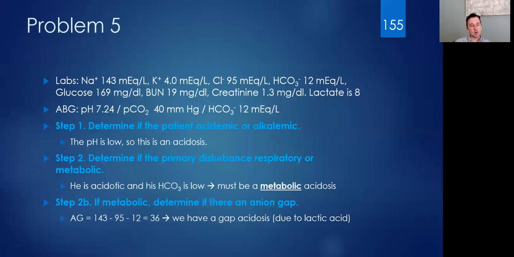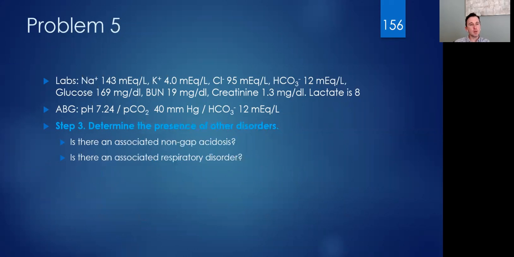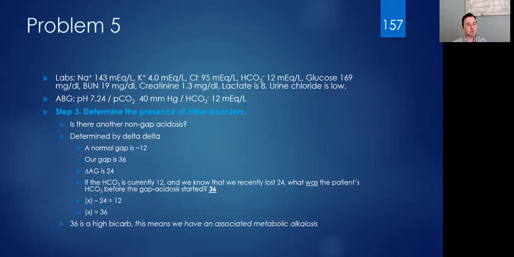So we've gone down the tree to determine we've got an anion gap metabolic acidosis as the main disturbance here. But we're not finished. We've got to see if there are other disorders present. So the first question is, is there an associated non-gap acidosis? So we will work through our delta-delta.